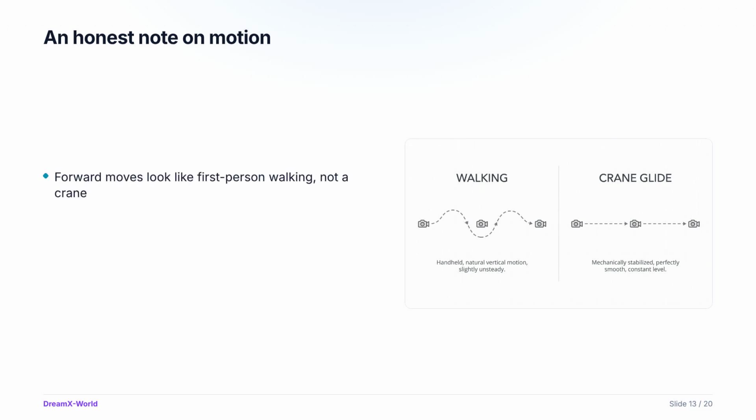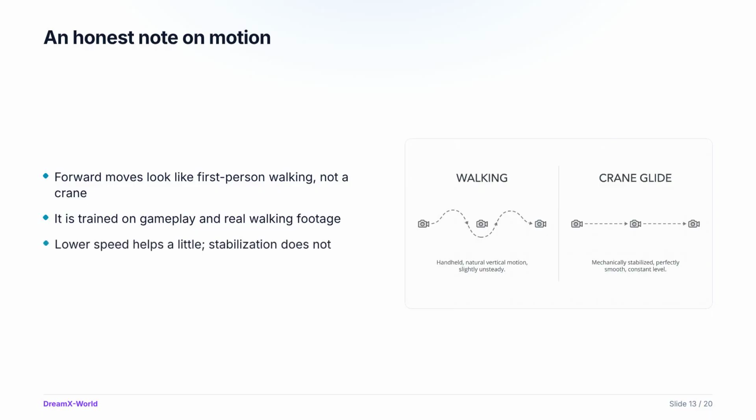Forward motion tends to look like a person walking, with a gentle bob, rather than a smooth camera crane. That is because the model learned from gameplay and real-world walking footage. We measured it carefully. Lowering the speed helps a little, but video stabilization does not, because the motion is baked into the generation. For smoother results, the bidirectional diffusion variant is the most promising lever.